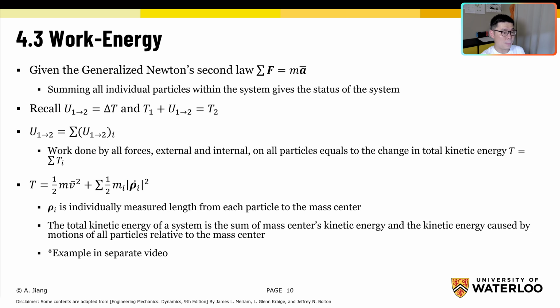However, you also need to remember that work-energy is just one application of the generalized Newton's second law. There are many other applications, but we're not going to spend time on that. For this chapter 4, what you need to get is this work-energy equation. The examples of applying this generalized Newton's second law are in a separate video, so please check it out. If you are in my class, you can also find the link on Learn and on your weekly checklist.